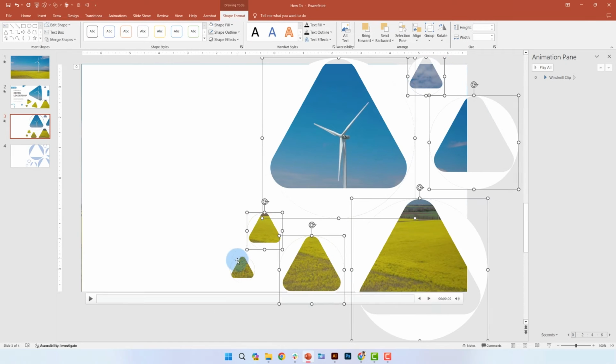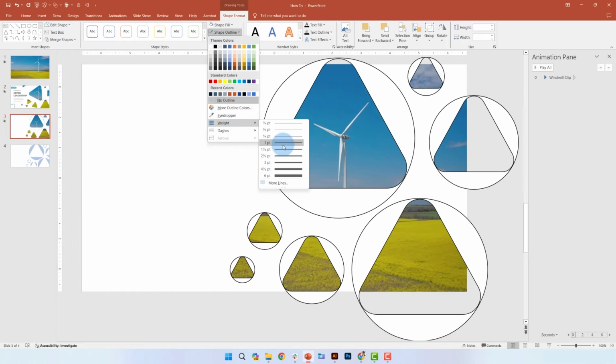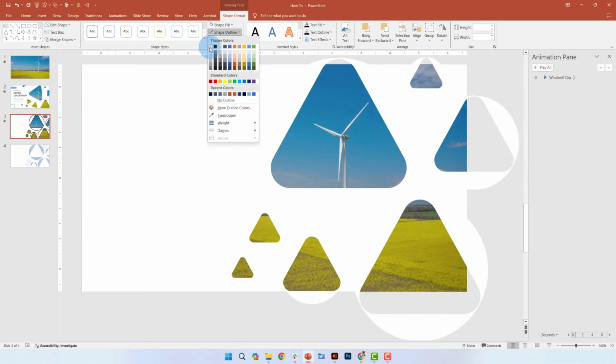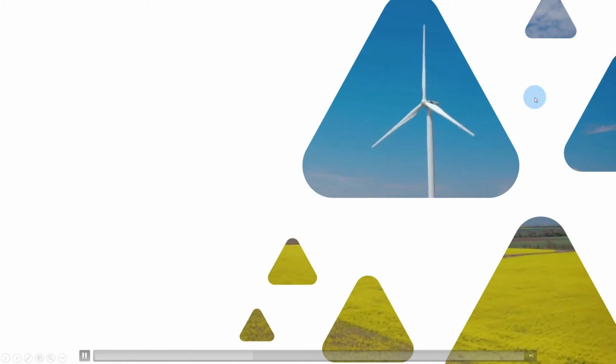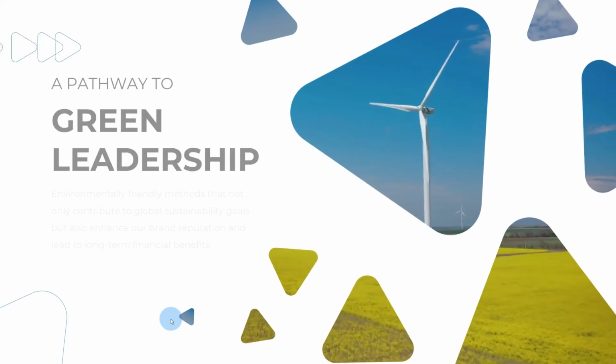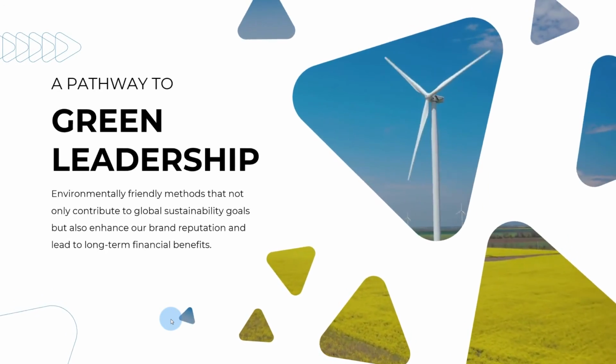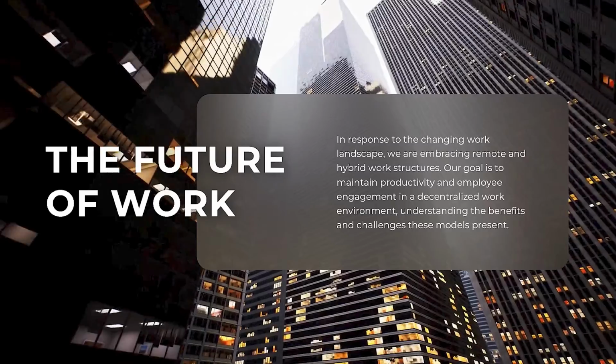Select all of the circles and add a stroke outline of about 1.5 and change the color to white to fill in those gaps.